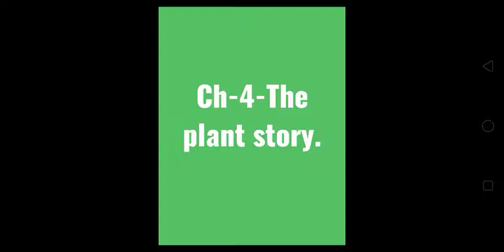As in the last class of class 5, we have almost finished the lesson. Today, before starting the textual exercise, I want to give you a quick recap of what we have done in the last classes. In the last classes, we have almost finished the whole lesson. As you can see in the picture, the name of the lesson is The Plant Story. So, whatever we have learned in the lesson, I will be giving you a quick recap.